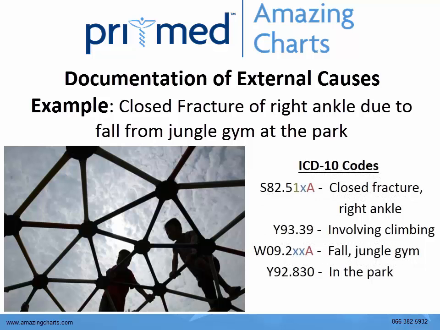With ICD-10, the coding becomes more complex. You can have up to 4 codes that you would use: S85.51XA for closed fracture of the right ankle, Y93.39 for involving climbing, W09.2XXA for fall from jungle gym, and Y92.830 for in the park. As we can see, the coding tells a story of what happened in a more complete way.